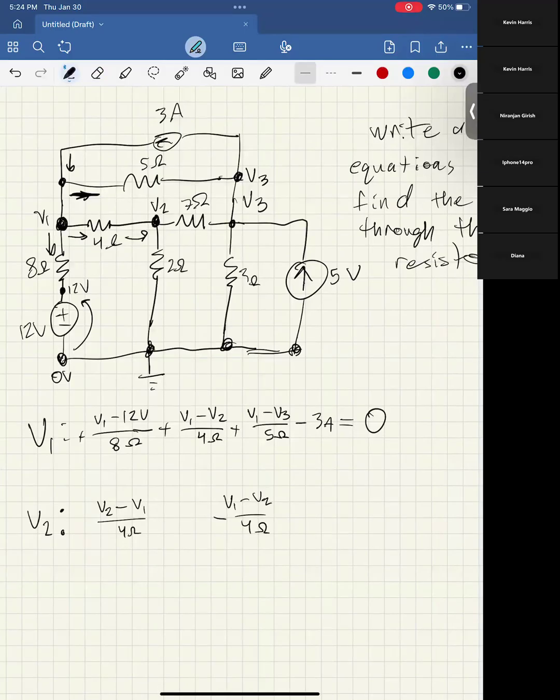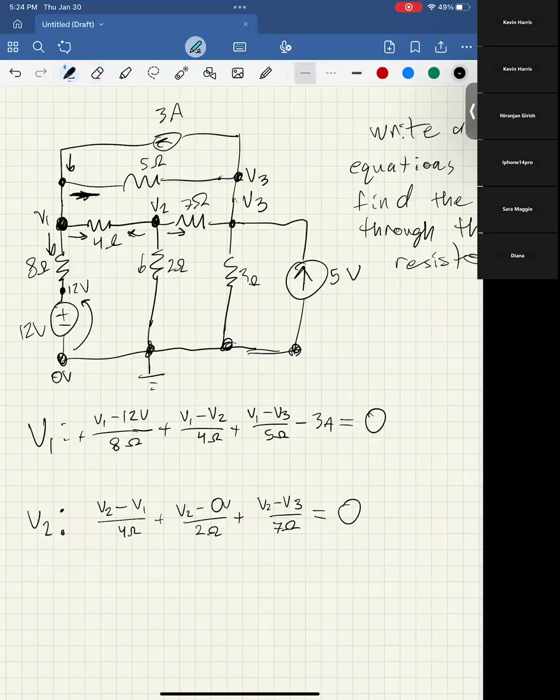If we guessed it was going the other way, you'd get this thing, but then again, you factor the minus in and you end up just getting this anyway. So just always guess they're going out. It makes your life easier. So we have V2 minus V1 over 4 plus V2 minus 0, the one going down, over 2, and V2 minus V3 over 7. And that all equals 0. And that's it. You have 3 paths for current, 3 terms in your equation.